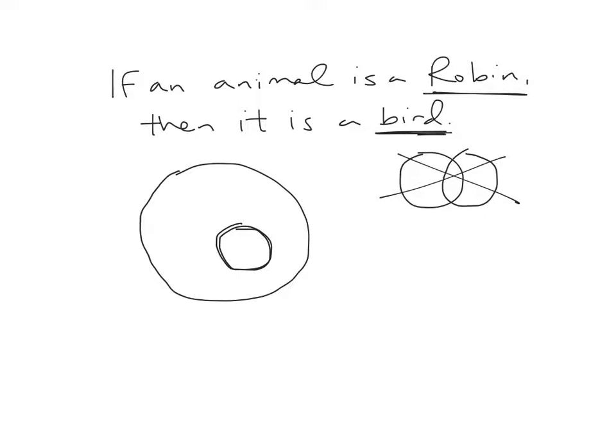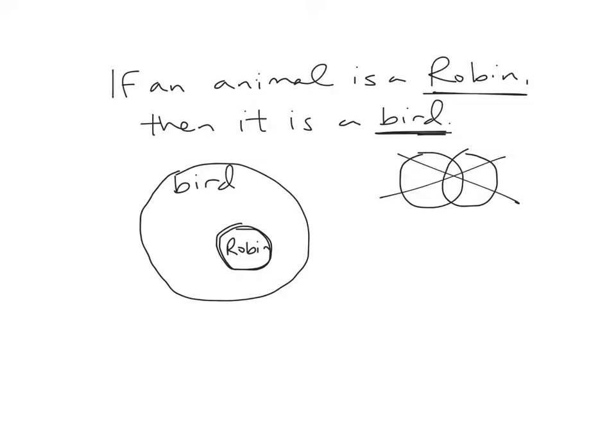Do you think robin or bird goes in the bigger circle? Bird, right? There's a lot of different types of birds. One type of bird is the robin. So when they ask you to make a Venn diagram, that's what they want from you. The bigger category is the big circle, and the subcategory inside of it is that smaller circle. Okay?